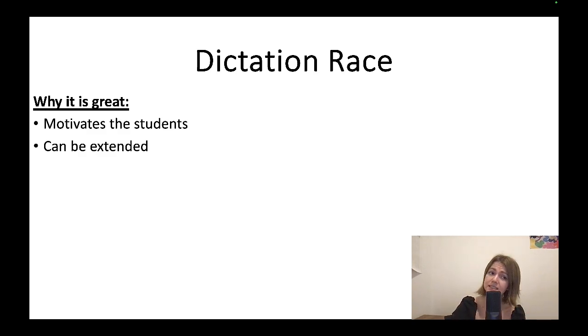It can be extended. So you can use this initial stage, as I said, as your test one.